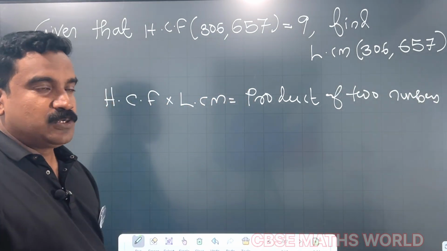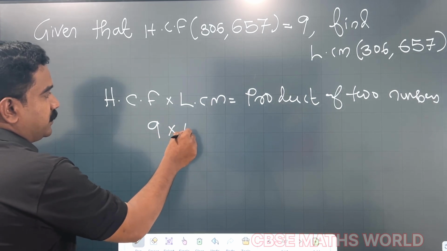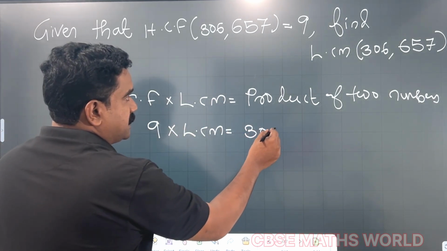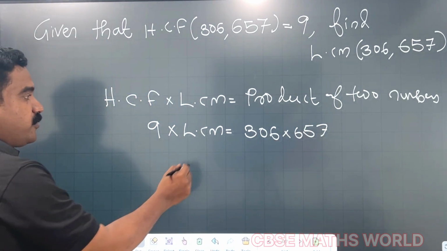HCF into LCM is equal to the product of two numbers. So what is the HCF here? HCF is 9. We don't know the LCM. And the product of the numbers is 306 into 657. So how can you find the LCM?